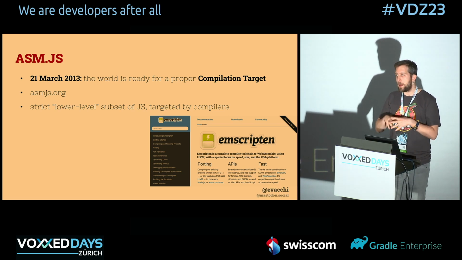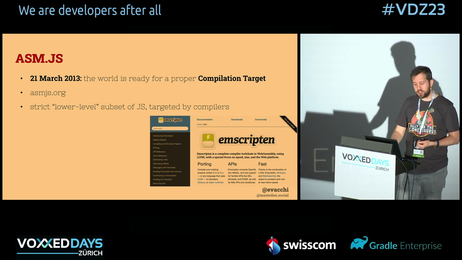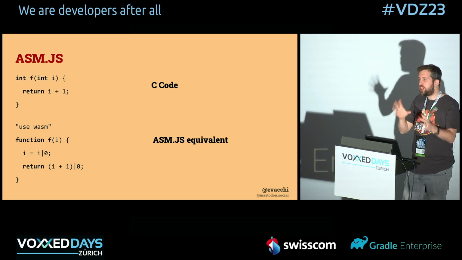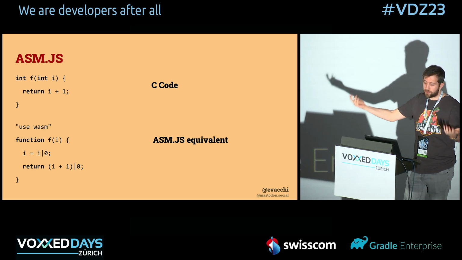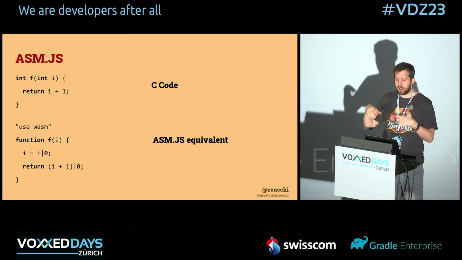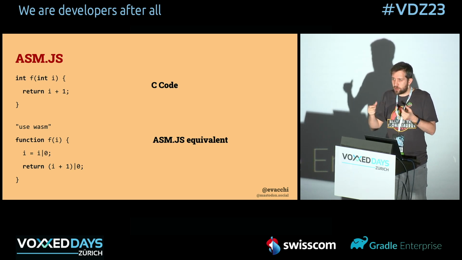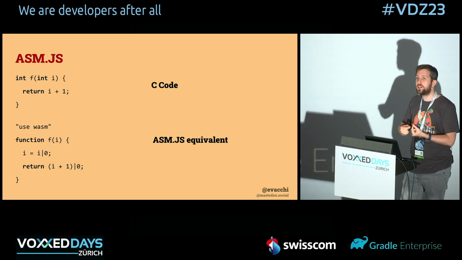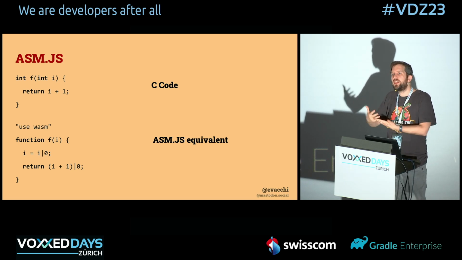asm.js was a dialect, a strict subset of JavaScript that could be interpreted by any JavaScript engine, but specialized just-in-time compilers, JavaScript runtimes, would be able to understand that this wasn't just pure JavaScript, but was something that could be recompiled on the fly into native code.